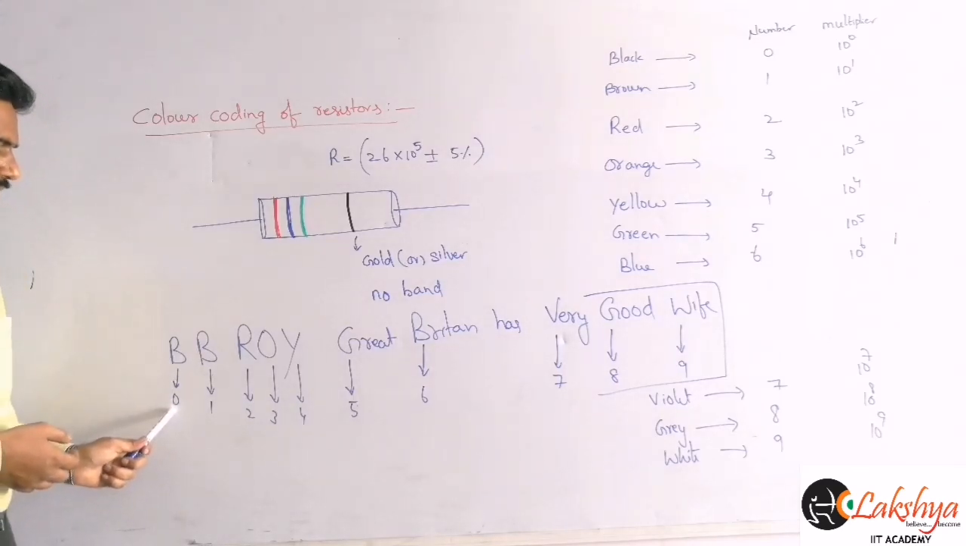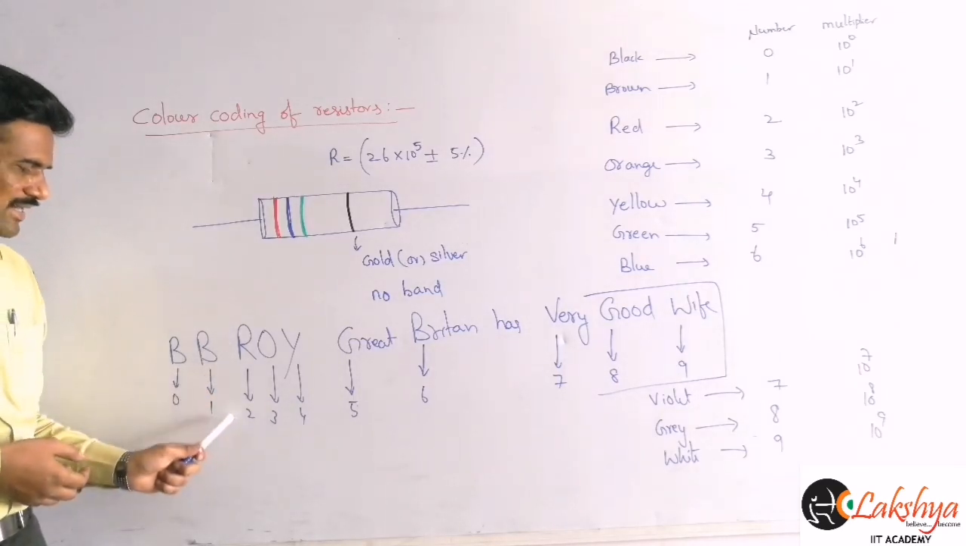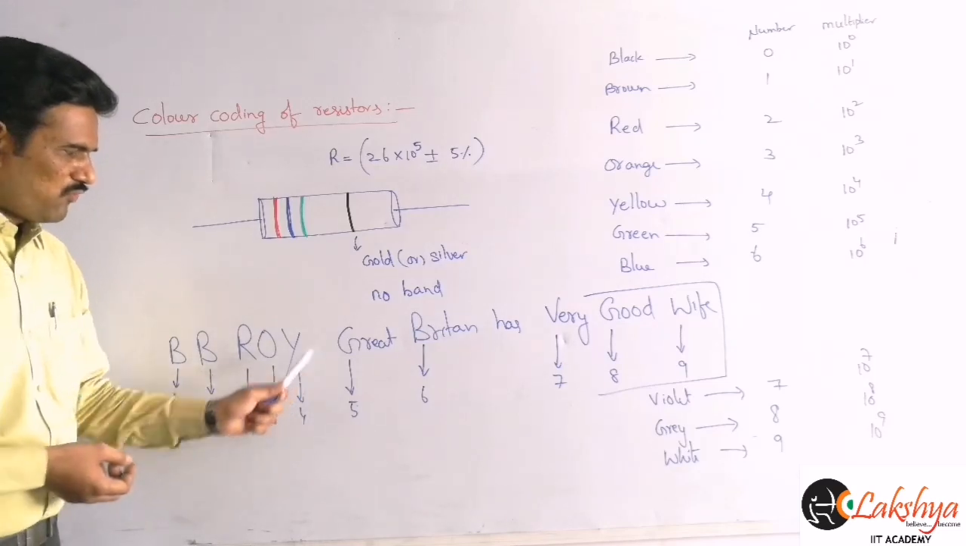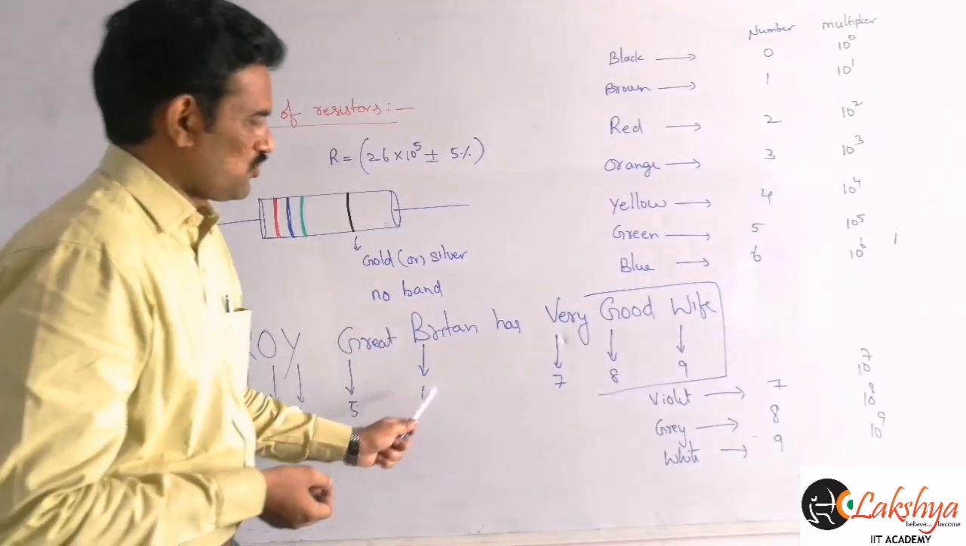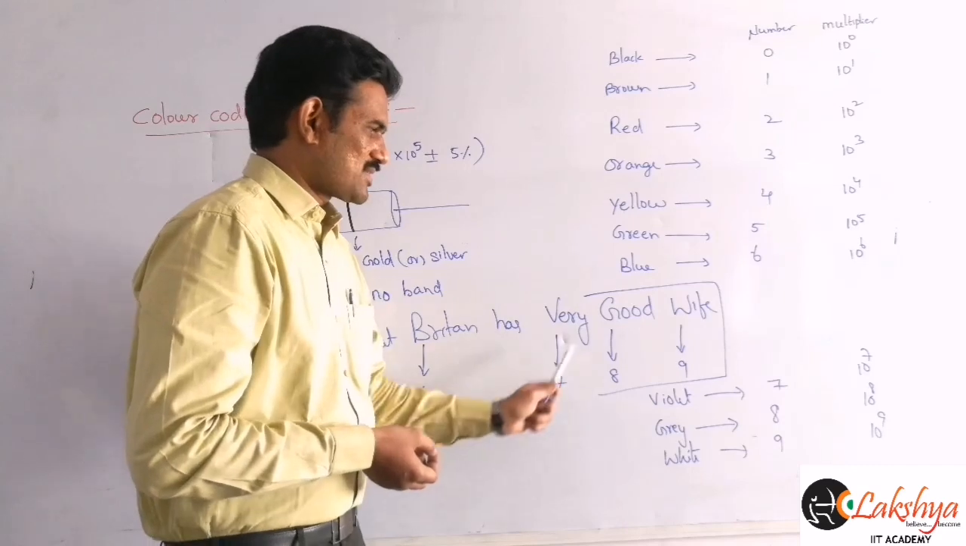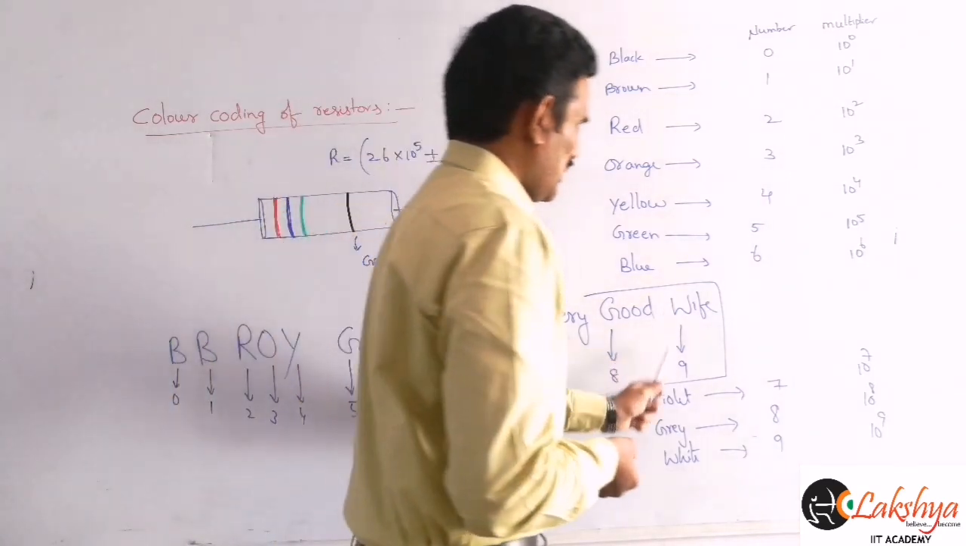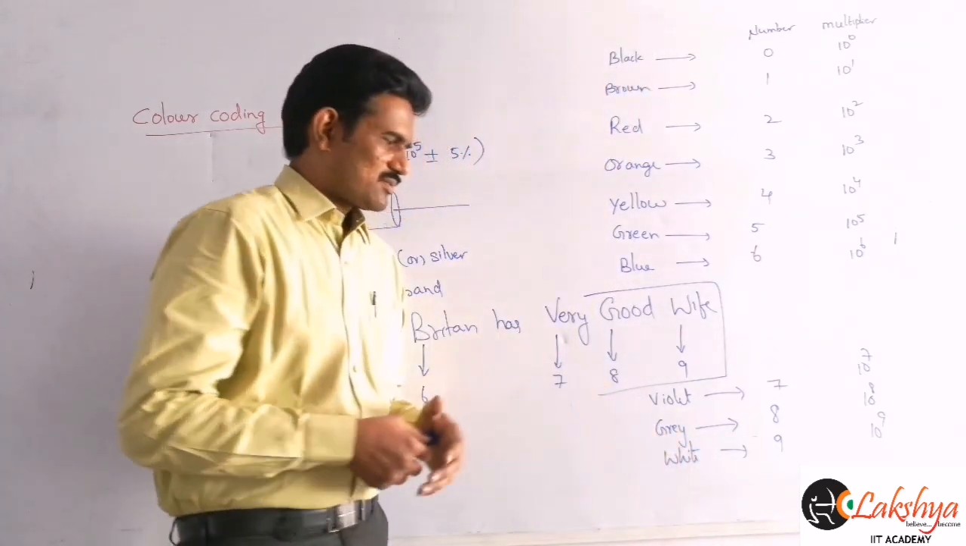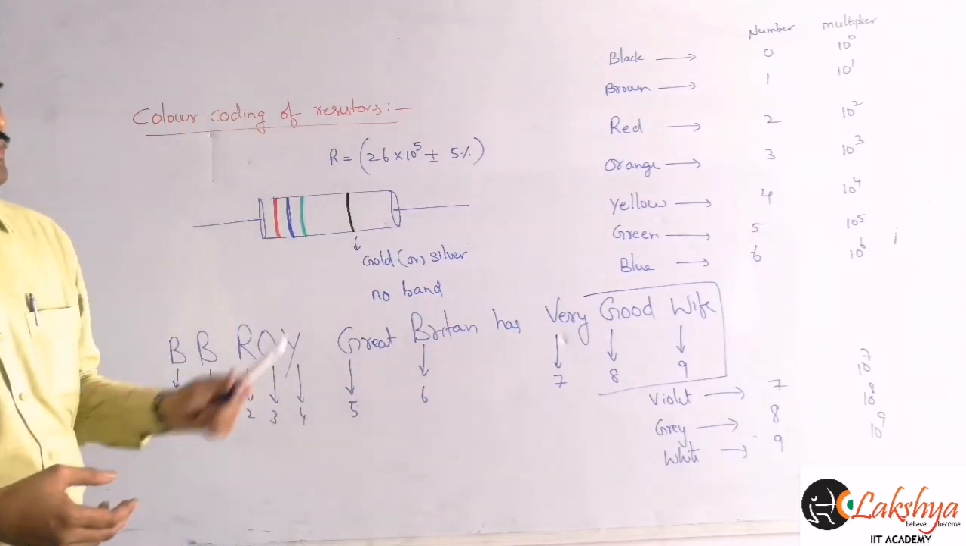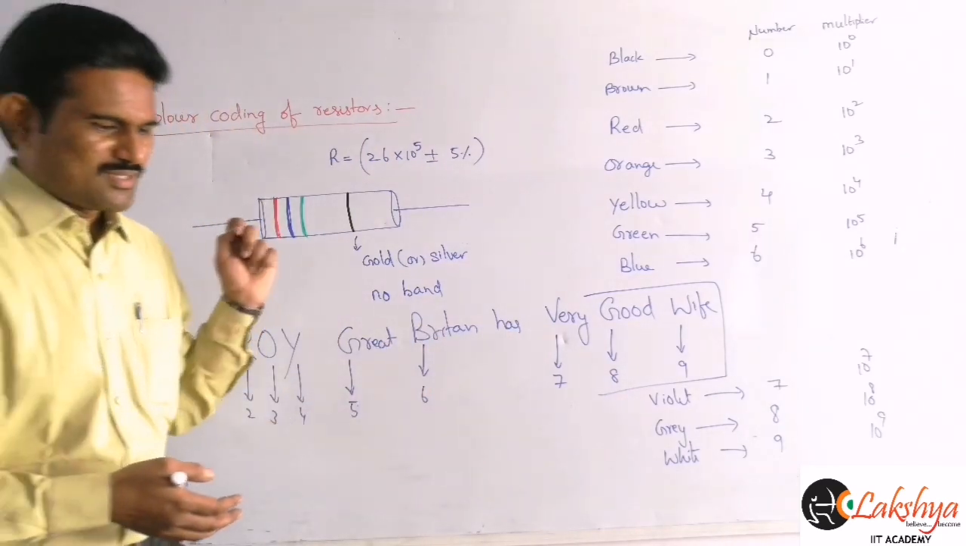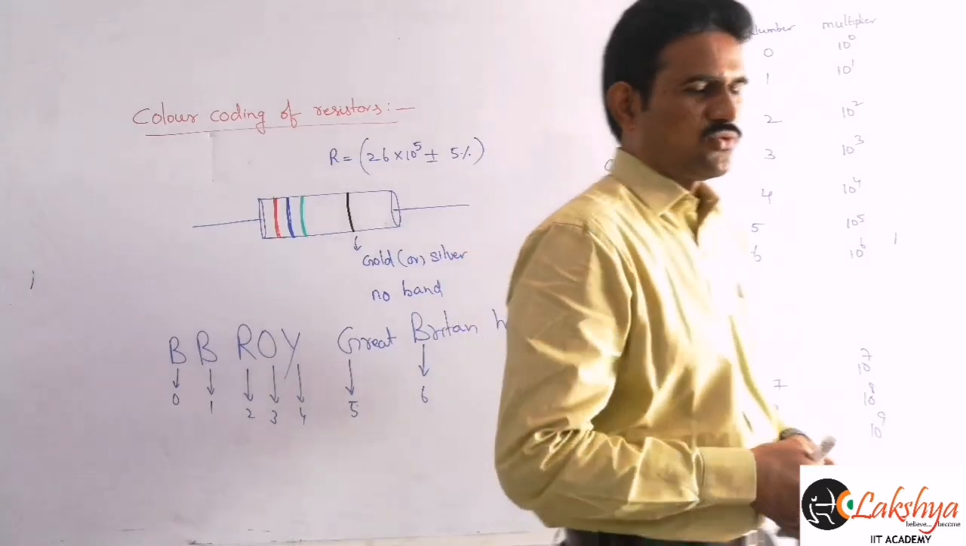So black 0, brown 1, red 2, orange 3, yellow 4, green 5, blue 6, next violet 7, gray 8, and then white 9. So that is the color coding of these resistors. Just mention a sentence there. After that you can note this.